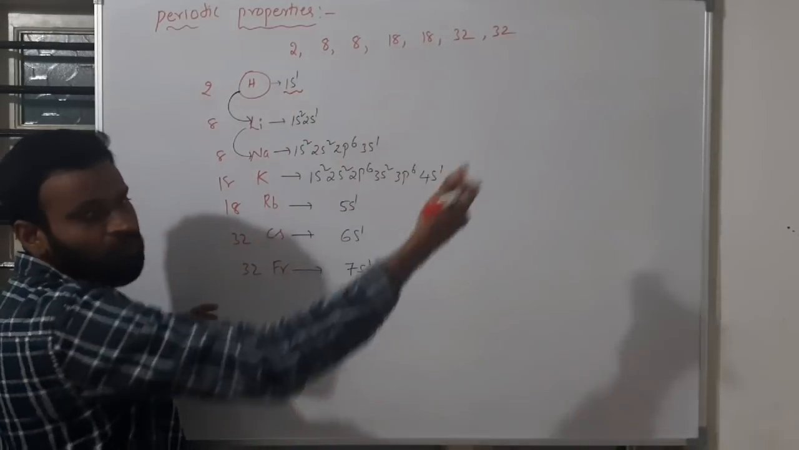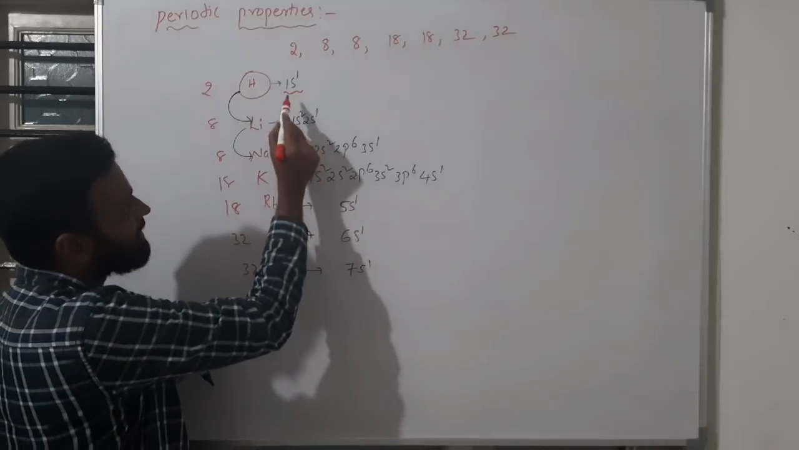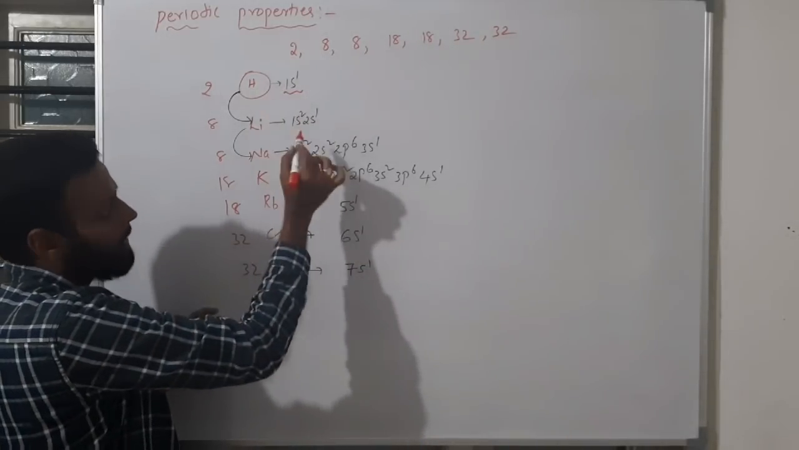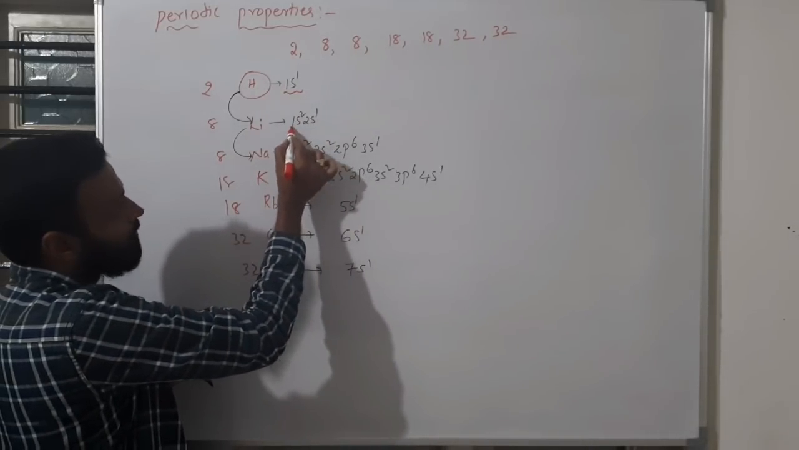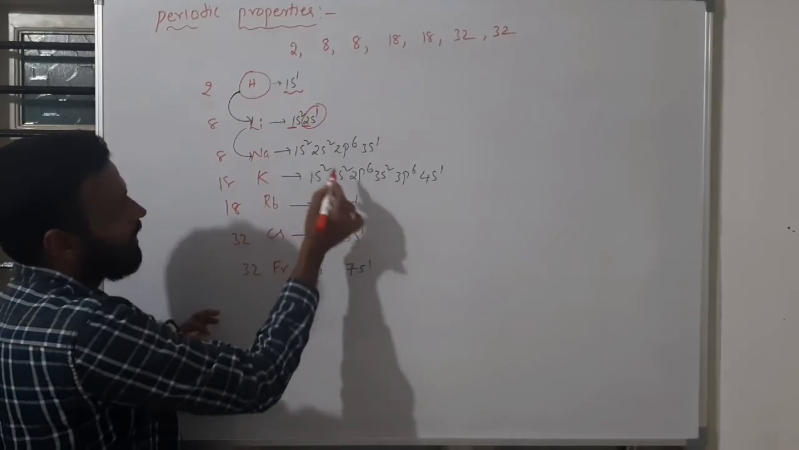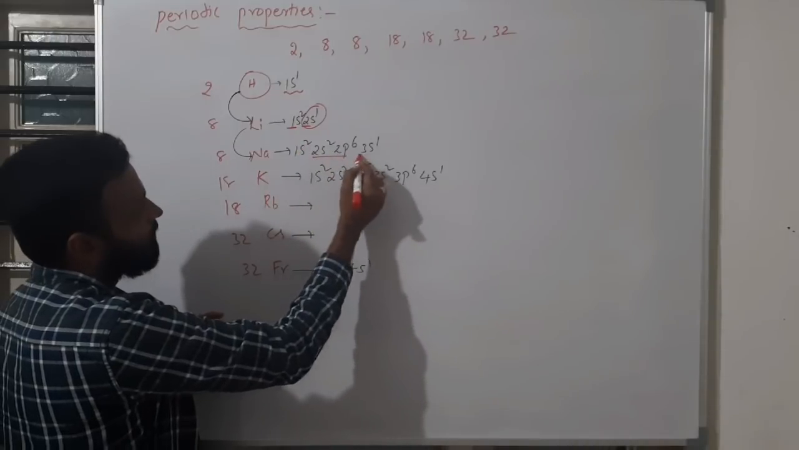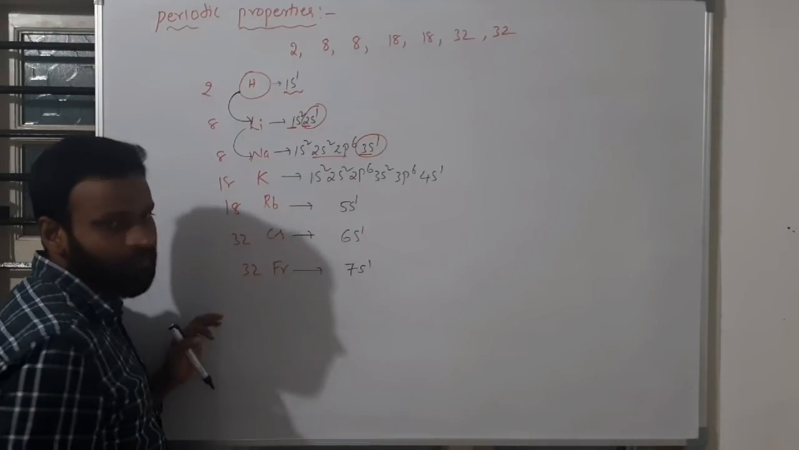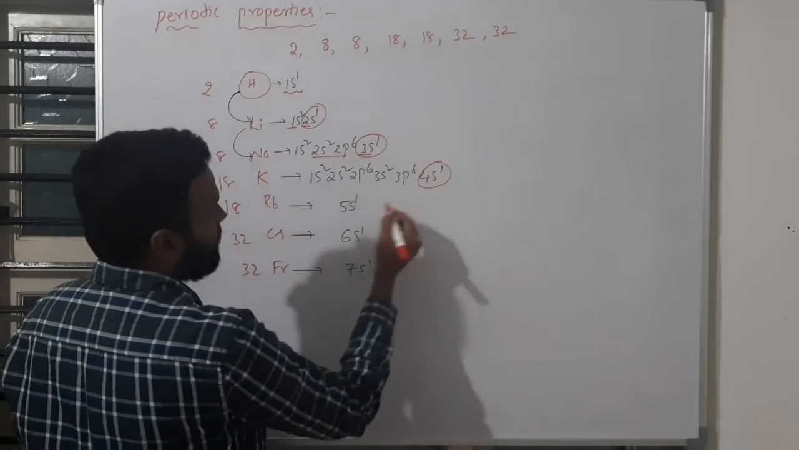Valency shell means the outermost shell, which has the highest n value. Here there is only one, so 1. Here two n values are there, one is 1 and the other 2. So this is the valency shell. Here you have 1 and 2, here 3. So here 4s1 is the valency shell.